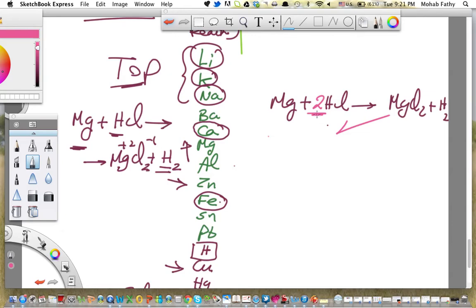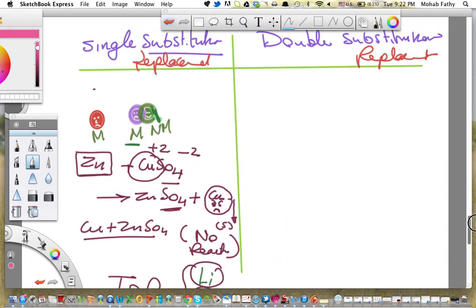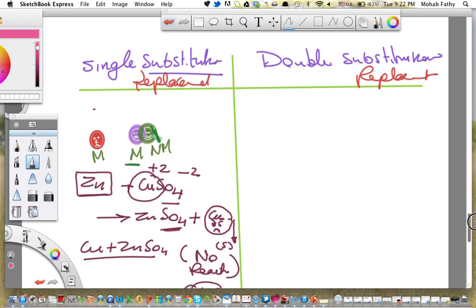Very good. We have become good at balancing. I wish you would concentrate tomorrow. Please concentrate and don't take a lot of chances. So what's the name of this type of reaction? Single replacement, or single substitution.